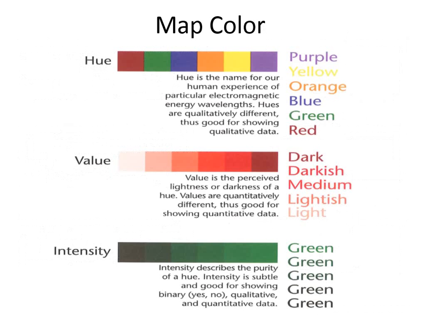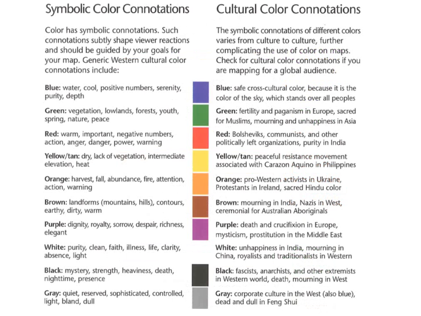This is another slide talking a little bit more about map color. We've got these three main components of color. There's the hue, which is, in common language, what is the color? Is it purple, yellow, orange, and so on? The value: is it dark or light? And the intensity: how vivid is it, or how washed out is it? That's the intensity. And so these variations of map color can be used in different ways to make your map more effective.